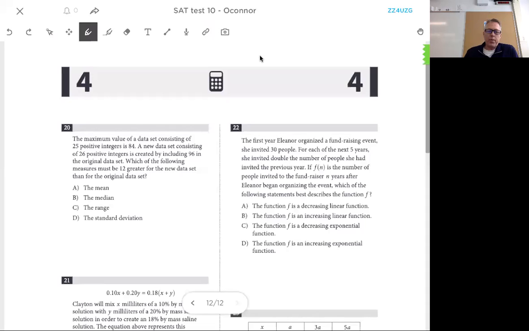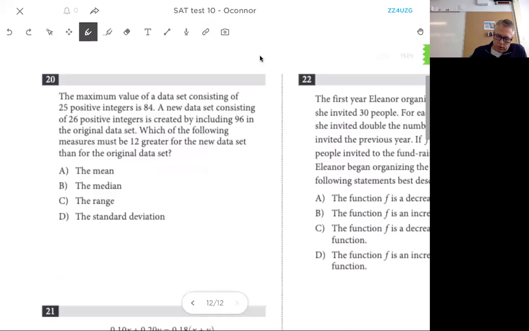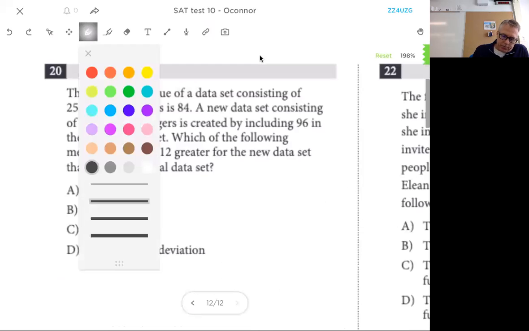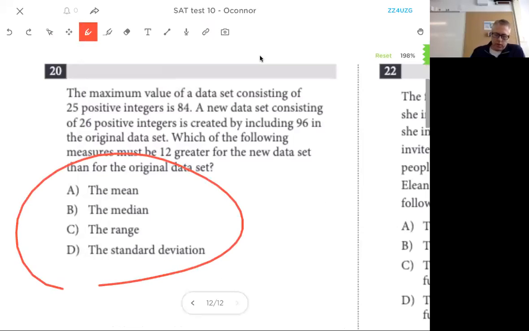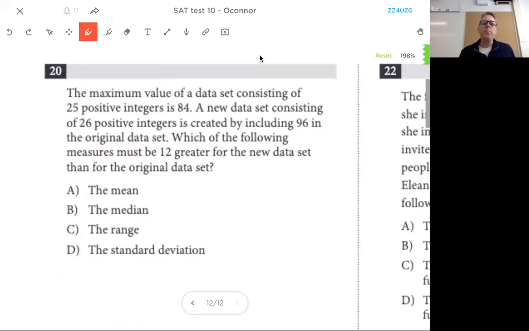So let's take a look at problem number 20. These terms here are primarily statistics terms, but we should be familiar with those. Mean means average. That's not the answer, by the way. The median means the middle number. The range is from the lowest to the highest. And standard deviation, we've talked about before, is kind of how spread out it is, without getting too technical on that.